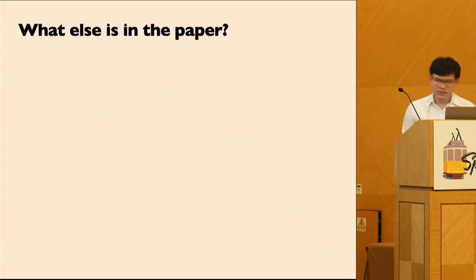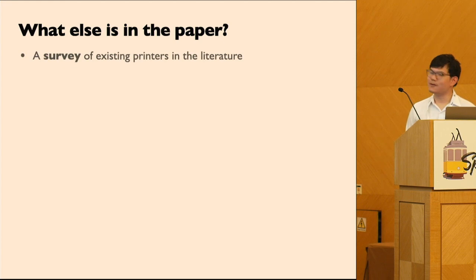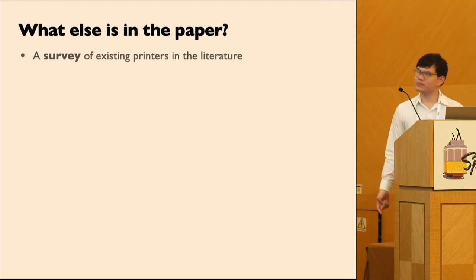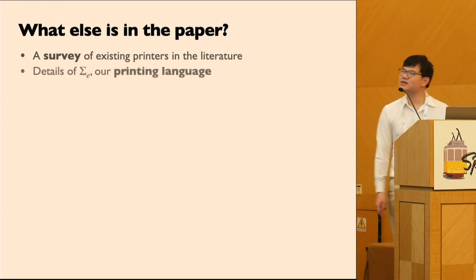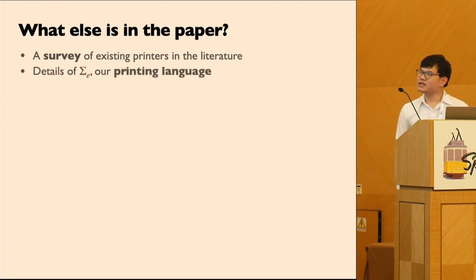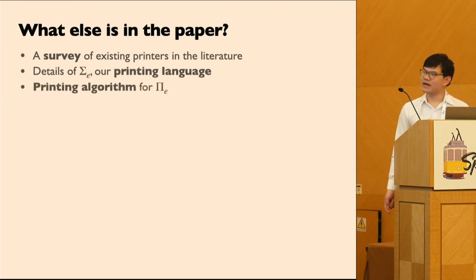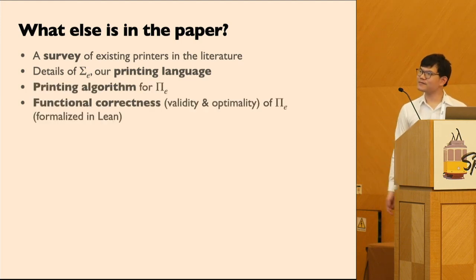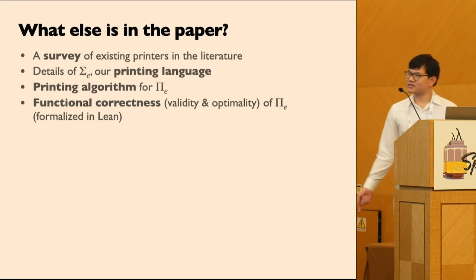All right, so I'm not going to go into the rest due to the time limit. So let me just walk through real quick what else is in the paper. We have a survey of existing printers in the literature, and it is how I came up with these counterexamples. We have details of our printing language, Σe. We have the printing algorithm for Πe. We have functional correctness for Πe.